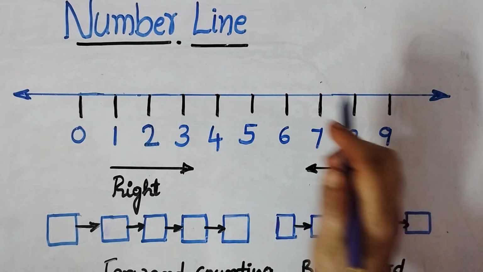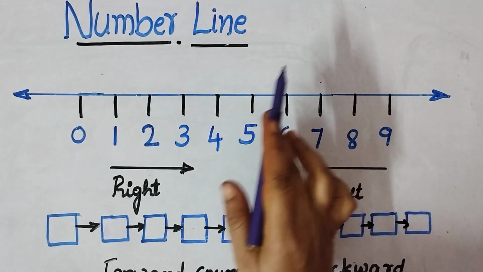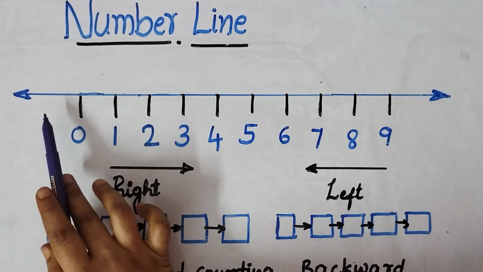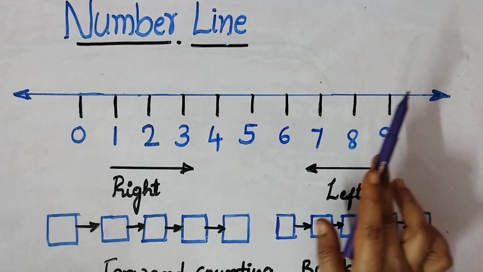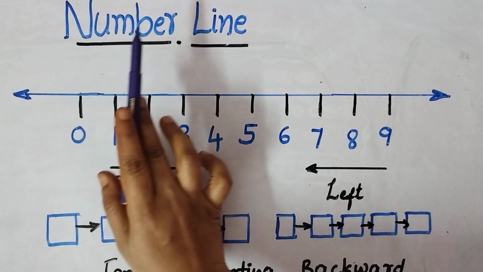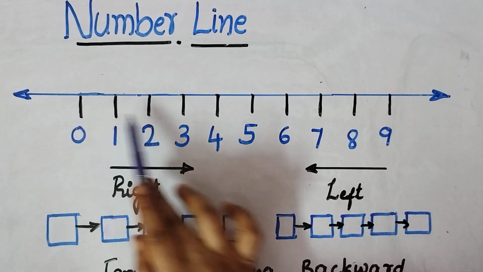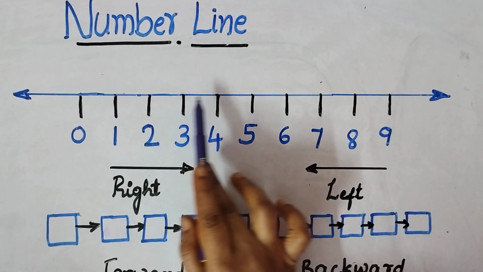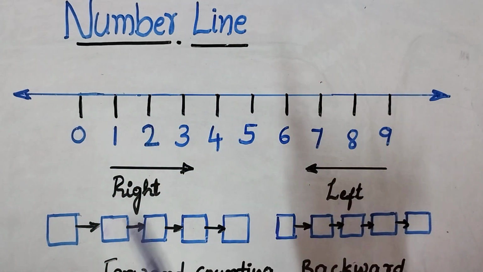Children, today we will learn about number line. Okay, so let's start. Here, see here it's a number line. A number line is a line which has numbers marked on it at equal distance.